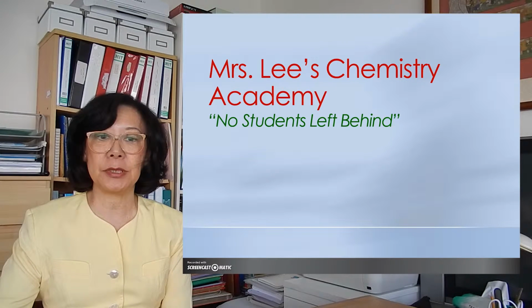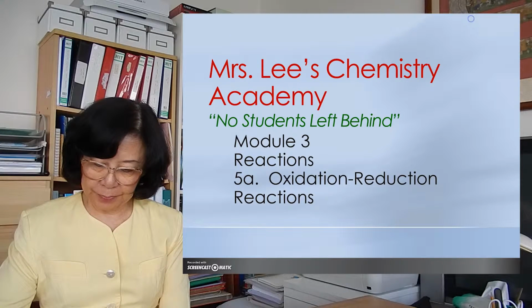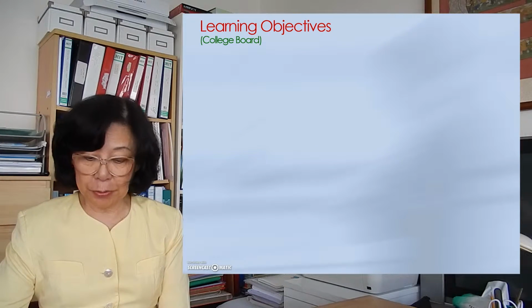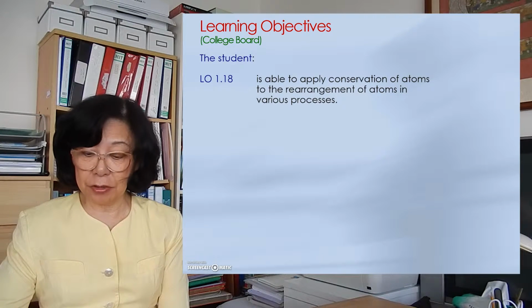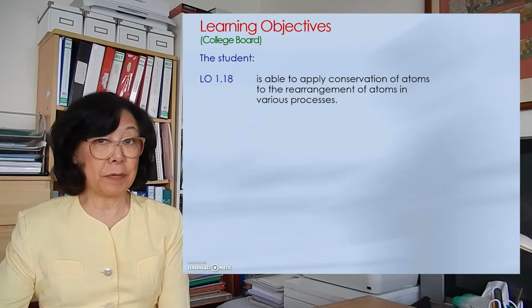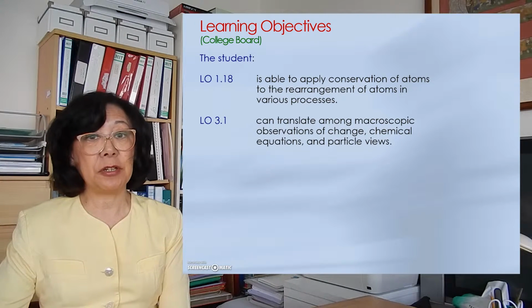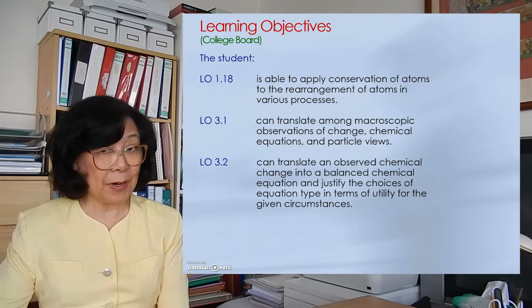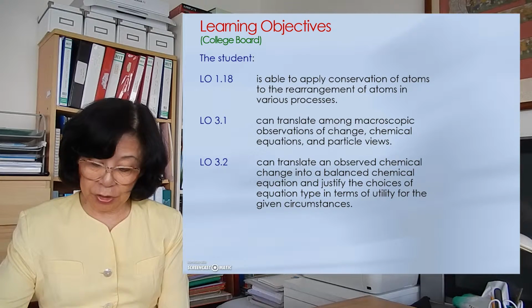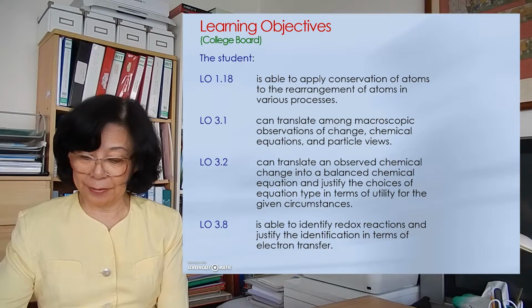Today we're going to talk about oxidation-reduction reactions. The learning objectives from College Board: that we can balance redox reactions by knowing conservation of atoms, that we can take an observation or particle view and write a chemical equation and justify it in terms of being a redox reaction, and recognizing what is a redox reaction.